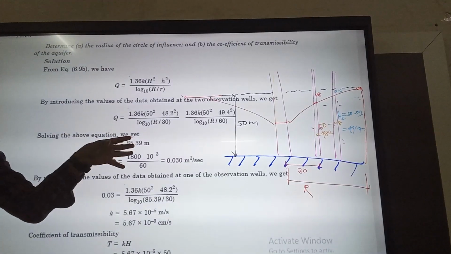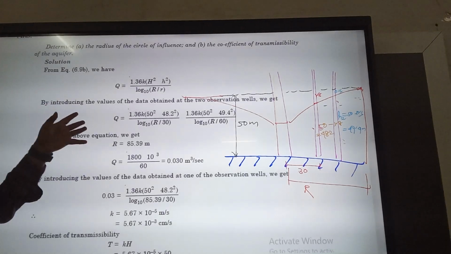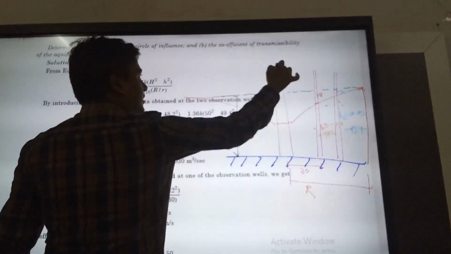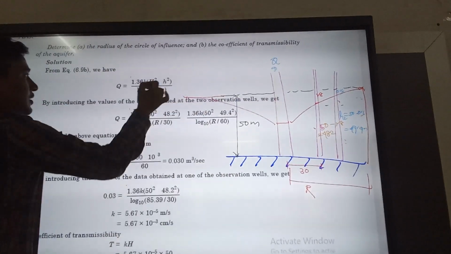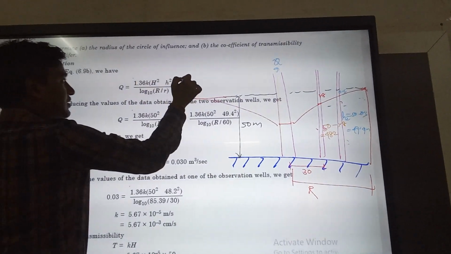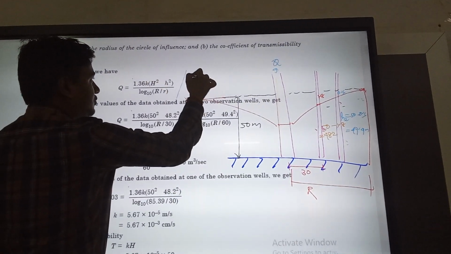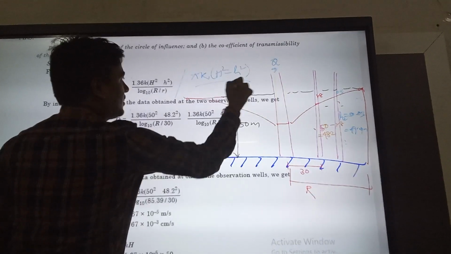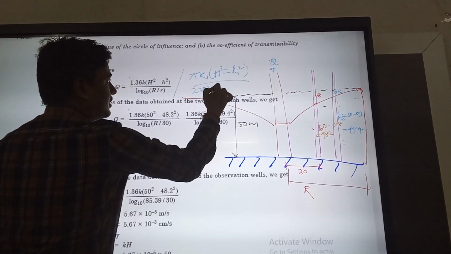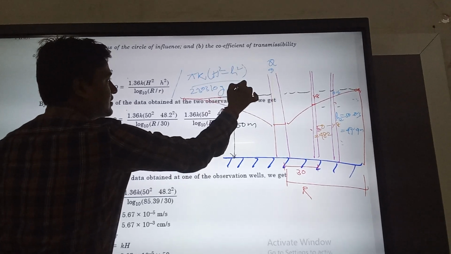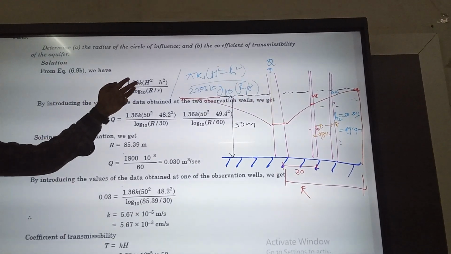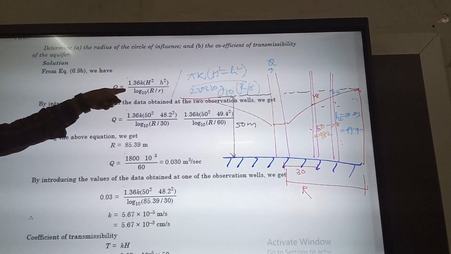According to that we can say we are going to use the Thiem formula for an unconfined aquifer. The Thiem formula for unconfined aquifer, with distance, Q is equal to pi K h2 square minus h1 square by 2.303 log 10 base r2 by r1. This is the simplified formula, so we can use this simplified formula.